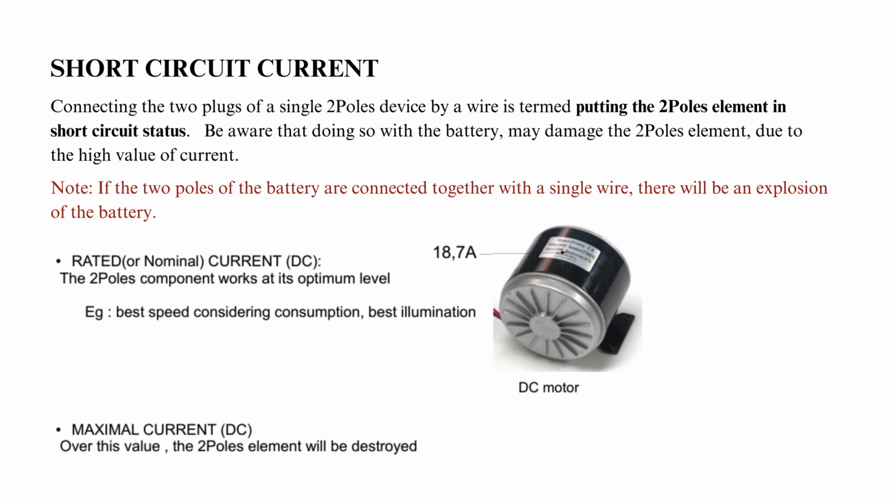Short circuit current. Connecting the two plugs of a single two-pole device by a wire is termed putting the two-pole element in short circuit status. Be aware that doing so with the battery may damage the two-pole element due to the high value of current. Note, if the two poles of the battery are connected together with a single wire, there will be an explosion of the battery.